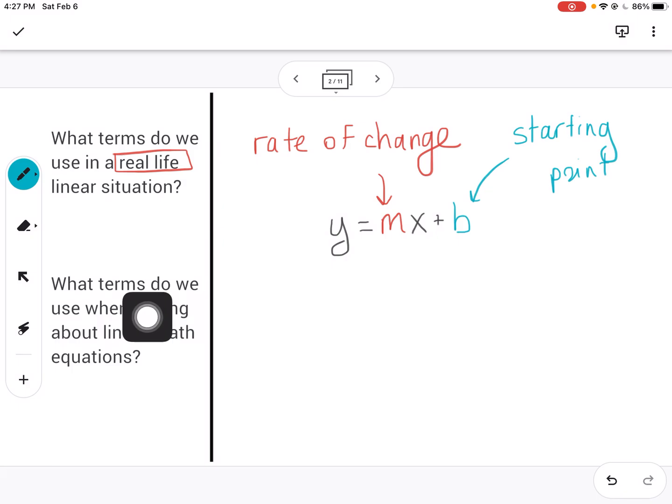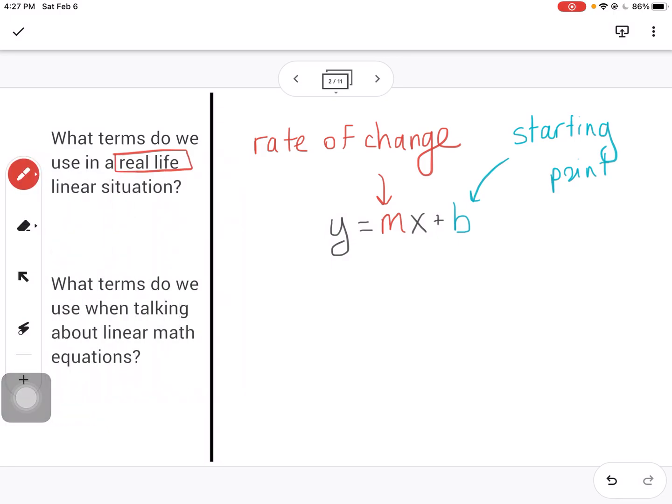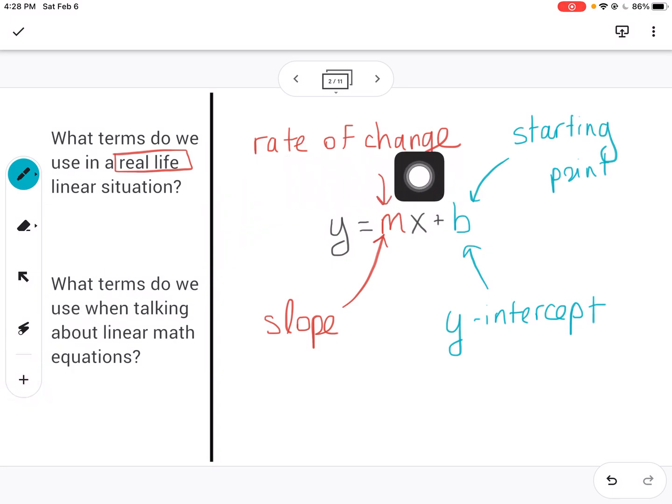The terms we use when talking about linear math equations are a little bit more technical. Instead of saying rate of change, we call m the slope. And instead of saying starting point, we call our b the y-intercept. They're the same exact things. Rate of change is the same as slope, and starting point is the same as your y-intercept.